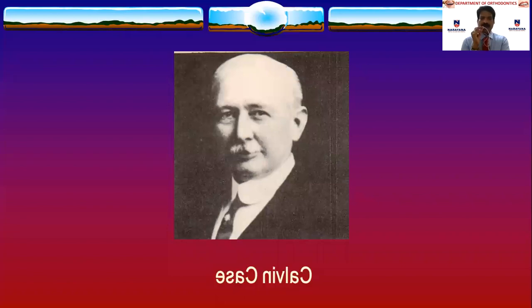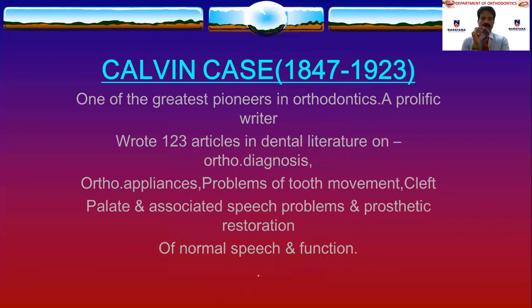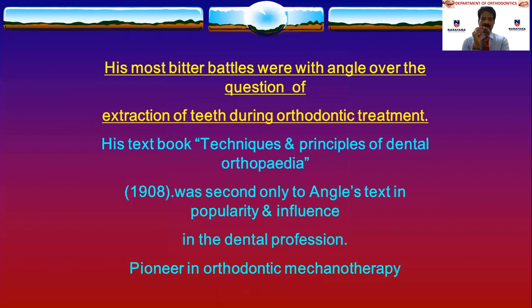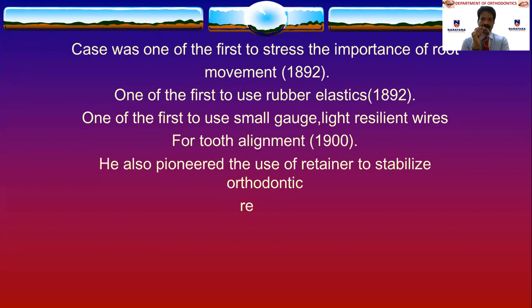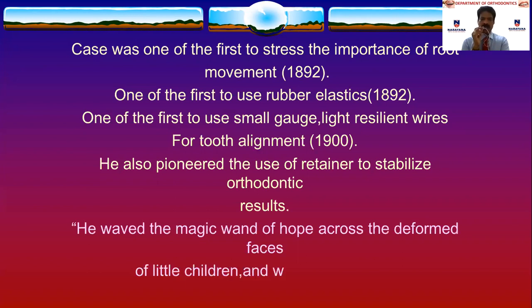So Calvin Case is another pioneer in orthodontics, one of the greatest pioneers. He has so many firsts. He was the first to use elastics for orthodontic tooth movement. He was also the first to use small gauges to measure elastic forces, and he pioneered the use of retainers.